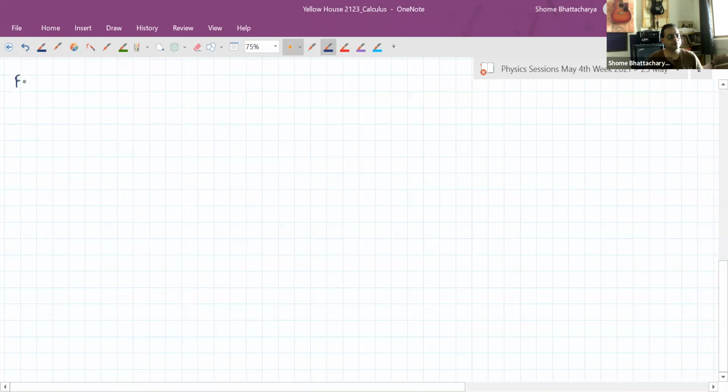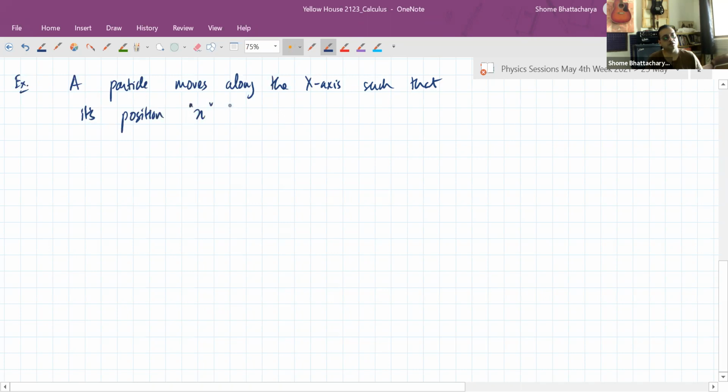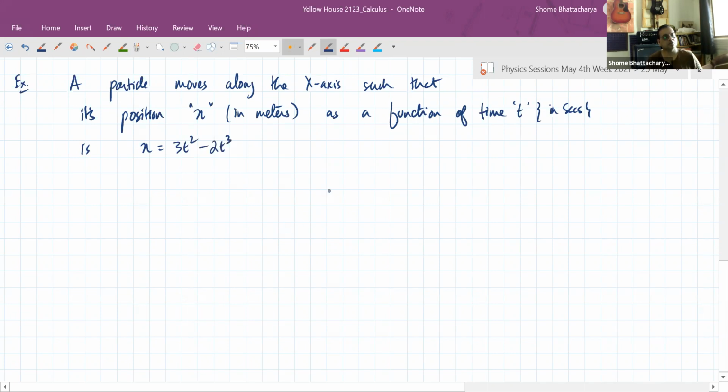Okay. So let's say we have this situation. A particle moves along the x-axis such that its position x in meters as a function of time in seconds is given by the relation x is equal to 3t square minus 2t cube. So this is position as a function of time.